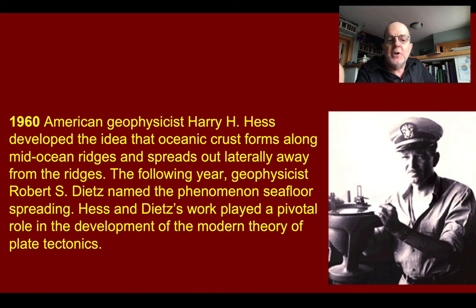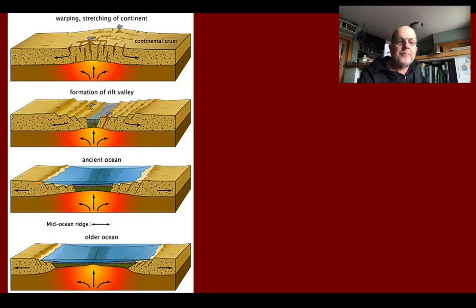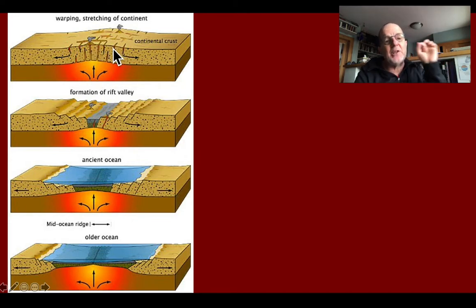The following year, geophysicist Robert S. Dietz named the phenomenon seafloor spreading. Hess and Dietz's work played a pivotal role in the development of the modern theory of plate tectonics. And here you would have continental crust splitting with magma rising from convection, the crust beginning to split apart. This is how Pangea would have split apart, and this is actually happening in our region of the Earth.